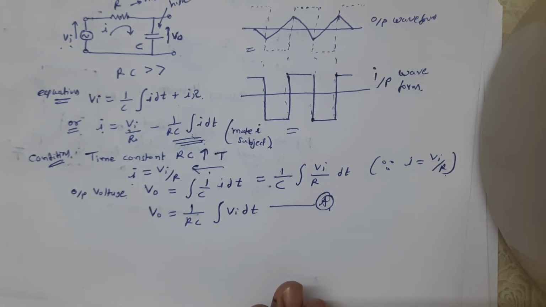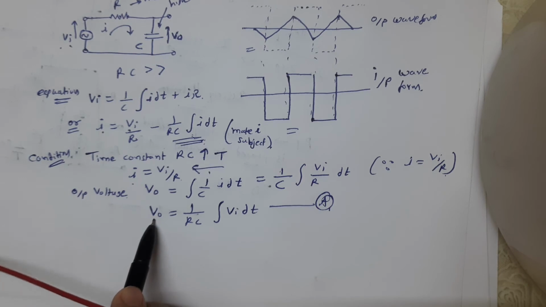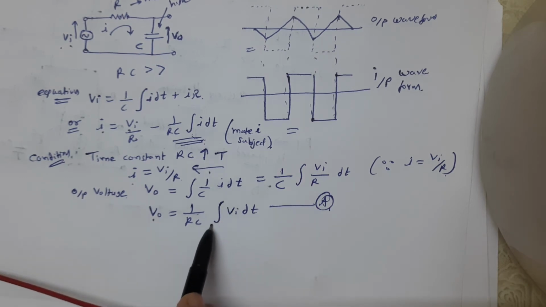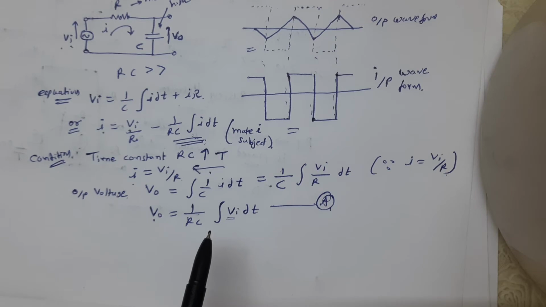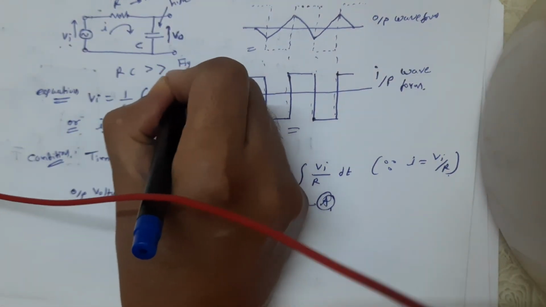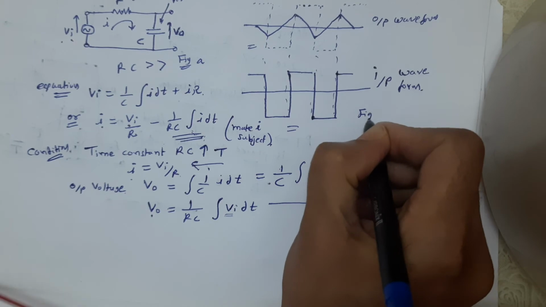So from the above equation, the output voltage is proportional to the integral of input voltage. Hence, the wave is said to be integrated when it develops another wave, the amplitude of which is proportional to the integral of the input waveform. This is your figure A, this is your figure B.